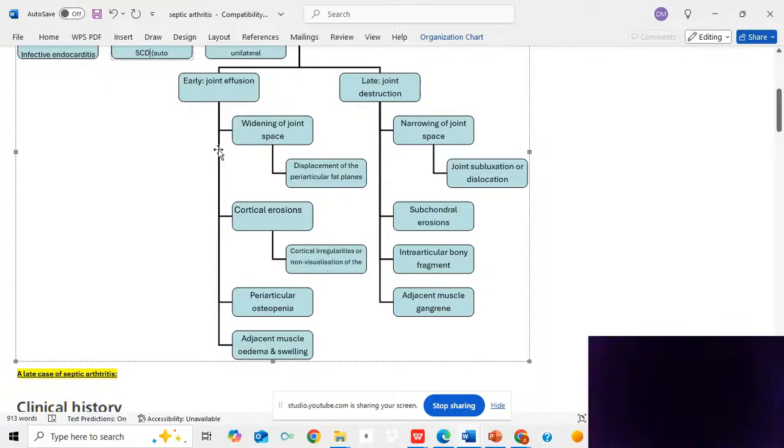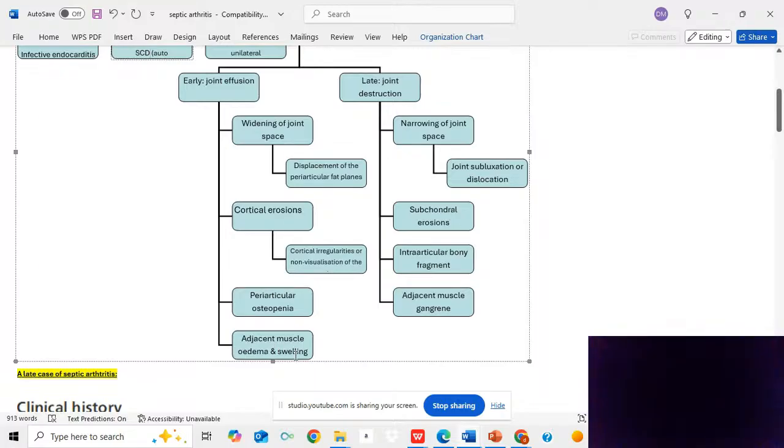The second sign, cortical erosion, is seen as cortical irregularities on X-ray or non-visualization of the cortex. Next sign, periarticular osteopenia. This is bone marrow edema. The last sign is adjacent muscle edema and swelling, and maybe abscess formation.